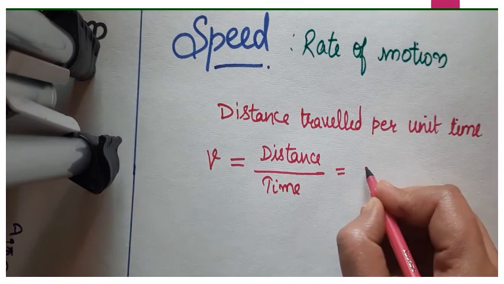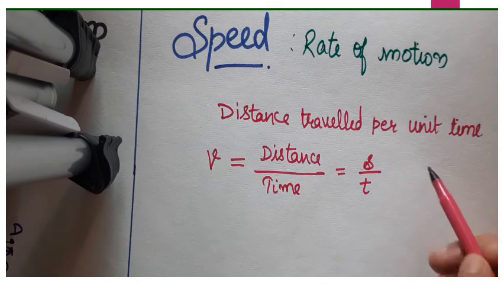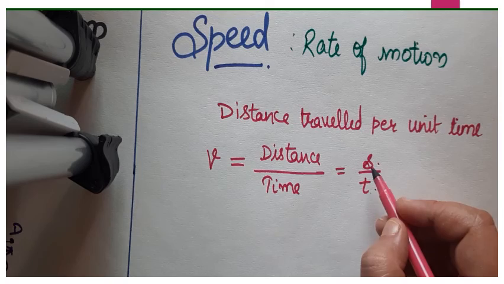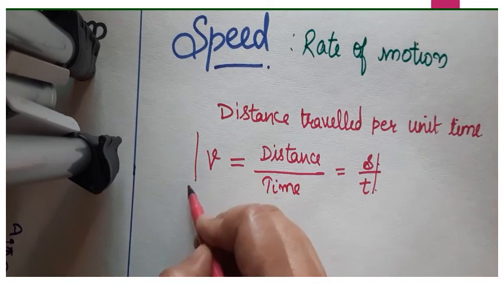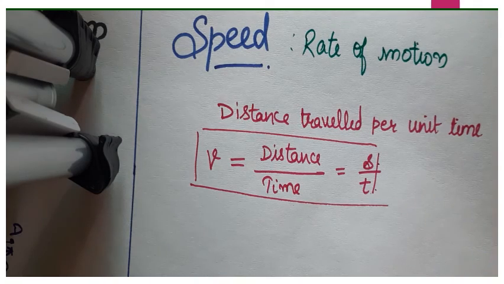And symbolically, it is given by s upon t, where s is the distance traveled by the object and t is the time taken to travel that distance. So this is the mathematical formula for speed of an object.